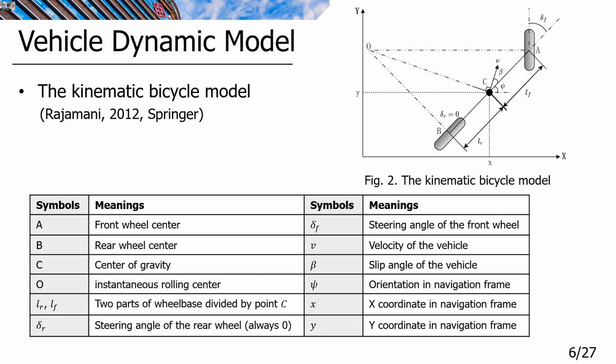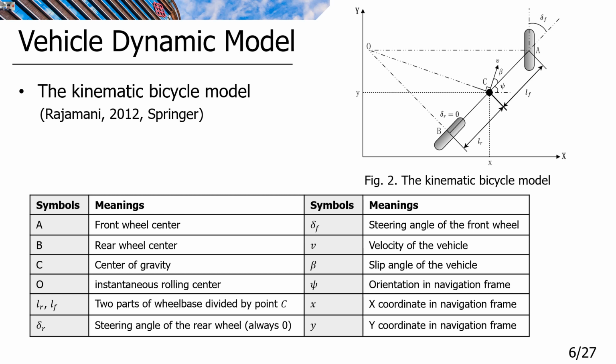Point A is the front wheel center, and point B is the rear wheel center, and the line between A and B is the wheelbase. Point C is the center of gravity, which divides the wheelbase into two parts, the LF and LR. It assumes that the rear steering angle is 0 and the front steering angle is delta F, and the intersection of the line perpendicular to the rear wheel axis and the front wheel axis is the point O.